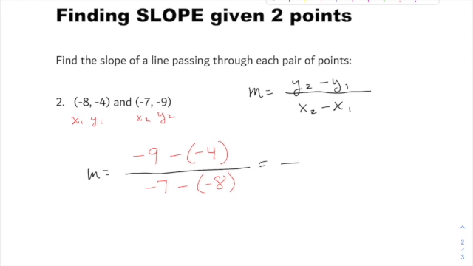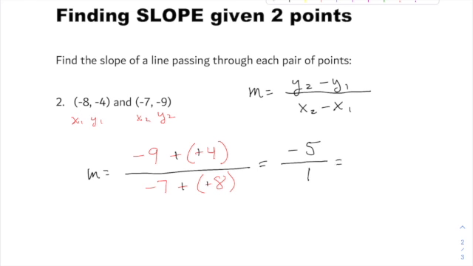And now let's combine those and be careful. -9 minus -4, so that's minus a negative. That is, it becomes a plus. -9 plus 4 is -5. And in the bottom, -7 minus -8, minus a negative again becomes plus. -7 plus 8 is +1.